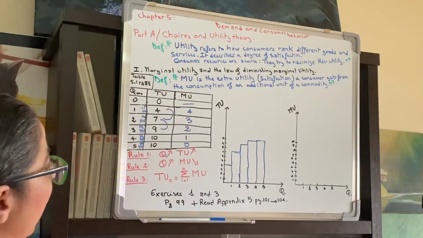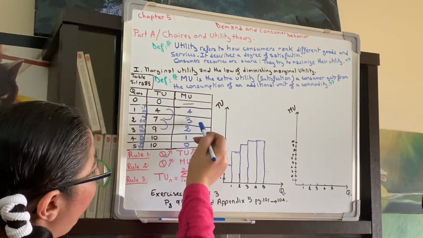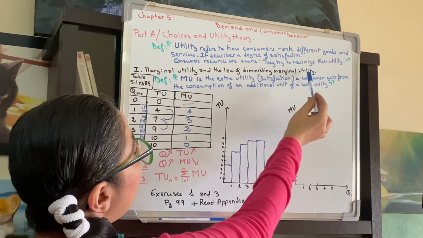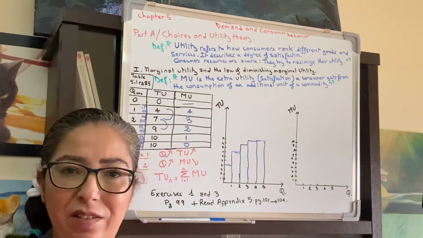Now, let's see. You notice that it's decreasing: 4, 3, 2, 1, 0. That's the law of diminishing marginal utility. But why? Why is it decreasing?